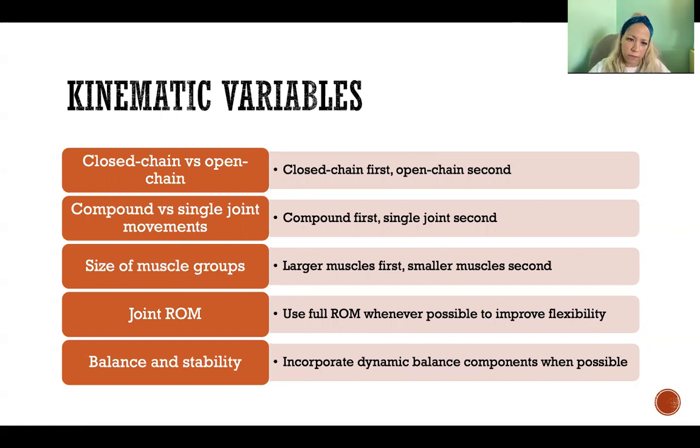So closed chain versus open chain exercises. So we are referring to here whether the distal segment of the limb that you're working is anchored, maybe anchored on the floor, or your hands can be anchored on a bar, like for a chin up. So that would be closed chain, or open chain means the distal segment is freely movable and not anchored. So you want to do a variety. You want to do both.